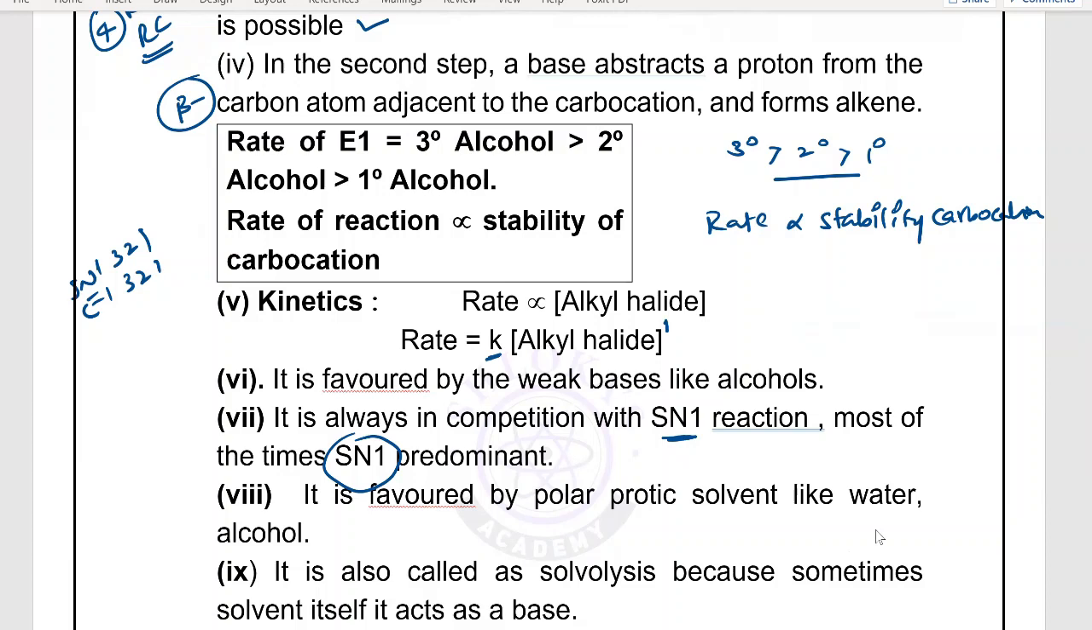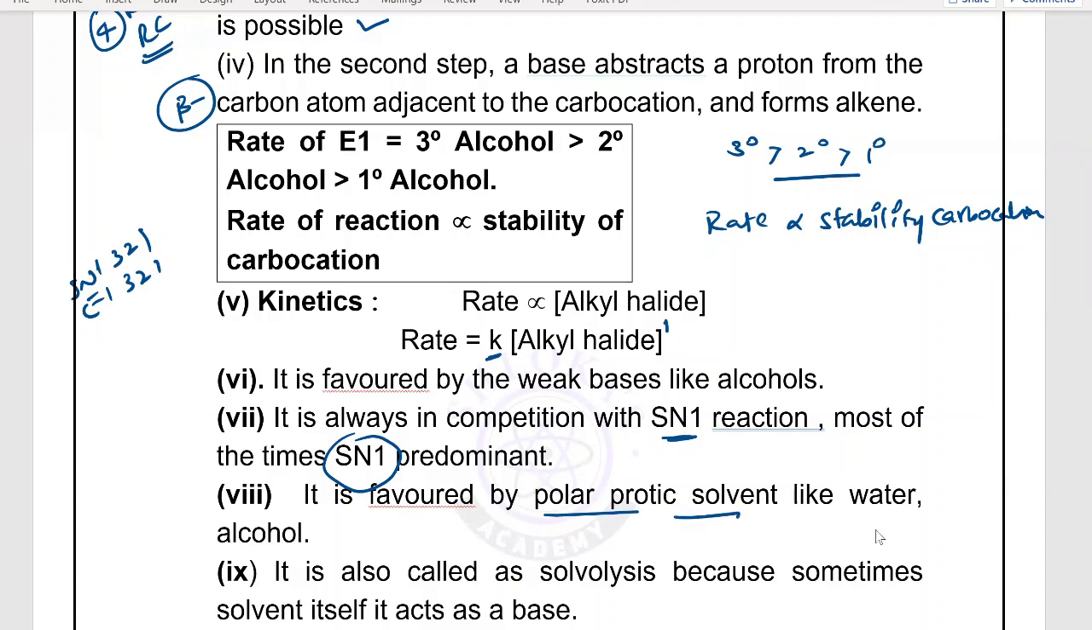3 degree, 2 degree, then 1 degree. So it may be, it goes parallel with SN1 and most of the times SN1 dominates over the E1. That is very important. What is SN1? In further classes we will discuss. It is favored by a polar protic solvent.